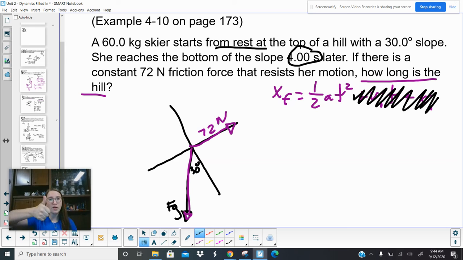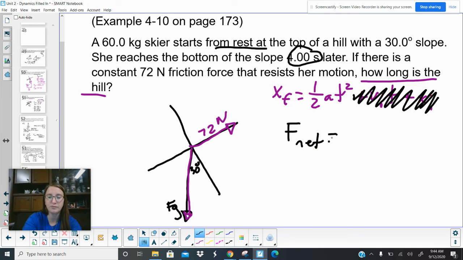If you start from rest, you have an initial velocity of 0. If they don't tell you an initial starting position, we ignore xi. This is the only part of the formula we need. And so what we need to know is the acceleration. So we're going to find acceleration like normal. We're going to find the net force in the direction of travel, and then solve for acceleration.